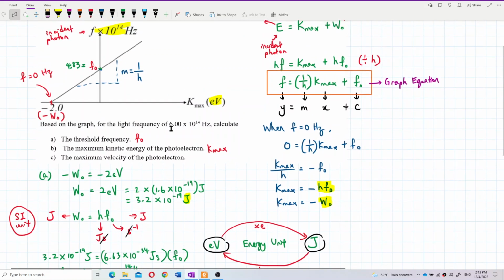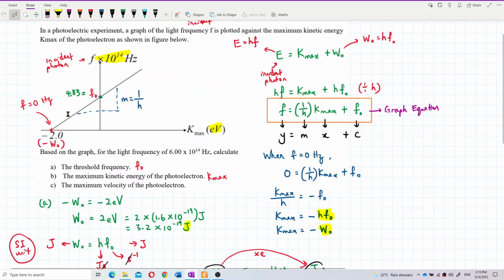So okay, this is the frequency given. This frequency is somewhere on the graph, 6 exponent 14 should be somewhere over here. So he gives you the frequency. This is the frequency of the incident photon. Okay, now I can find the Kmax.